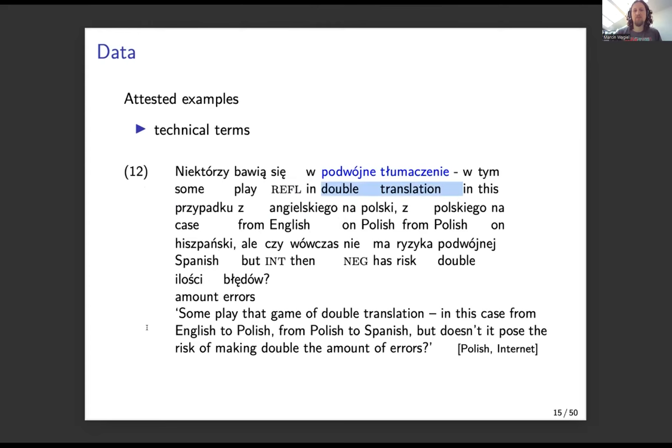In this case, from English to Polish, from Polish to Spanish, but doesn't it pose the risk of making double the amount of errors? So here the original text was translated into Polish as the source text, and this translation serves as the input of the second translation. So we ended up with a Spanish text, but the text was not translated from the English original, but from the intermediating Polish translation. Okay.